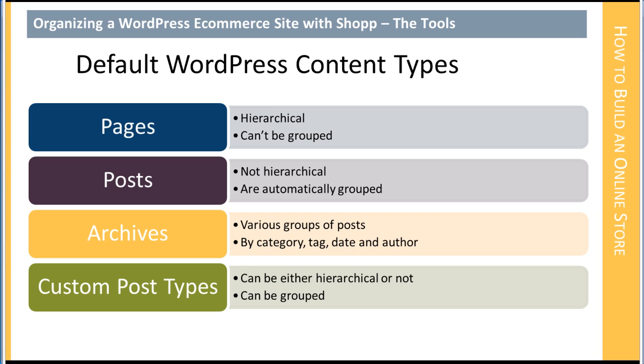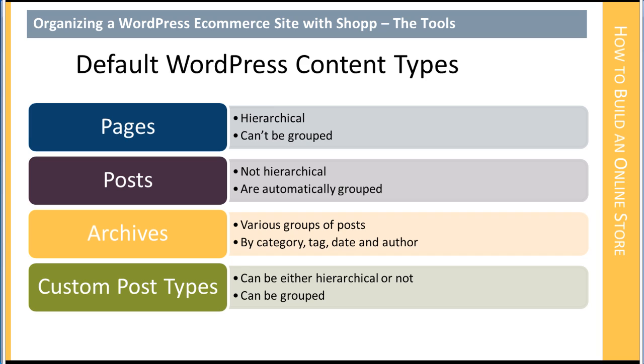They can't be hierarchical, but they are automatically grouped. And they can be grouped by these organizational elements we'll talk about in a moment, which essentially means they can be grouped by category, by tag, by date, and by author. And when I say grouped, you can ask the question, show me all the posts in the product category books, and it will return all of the posts in that category. You can't do that with pages, but you can do that with posts.